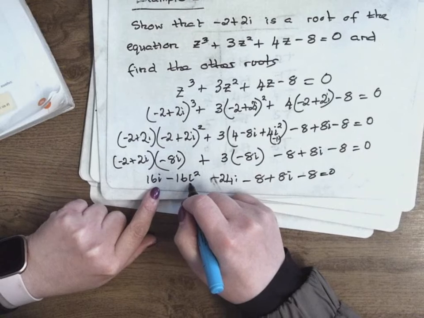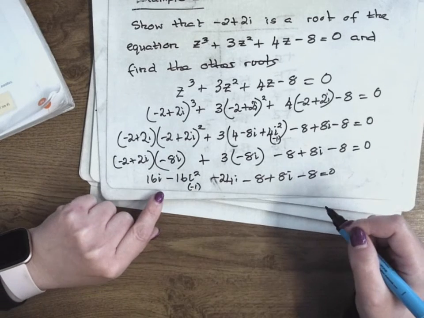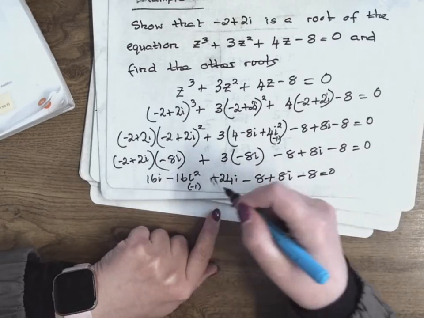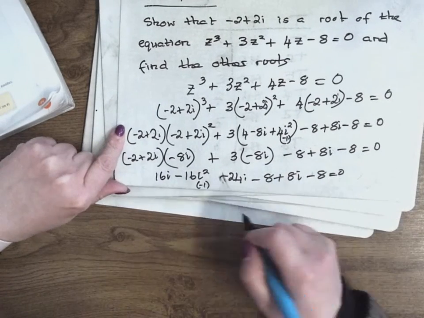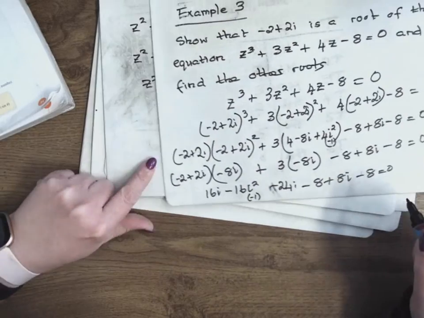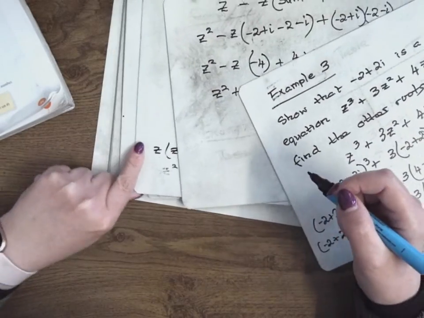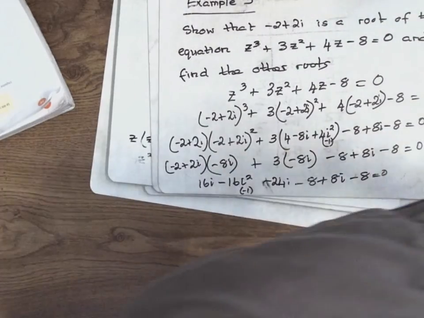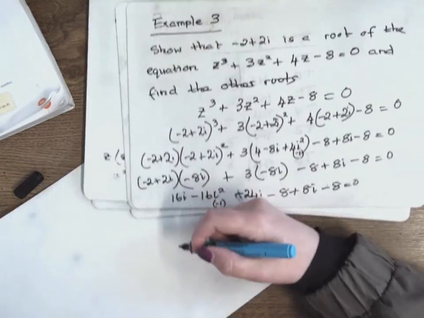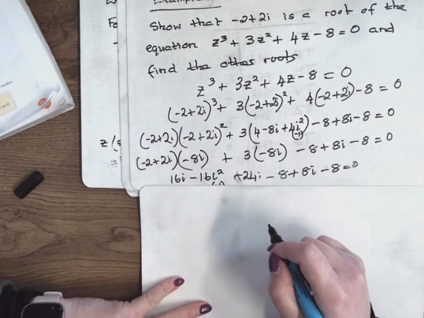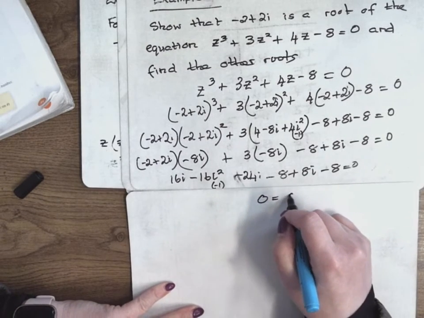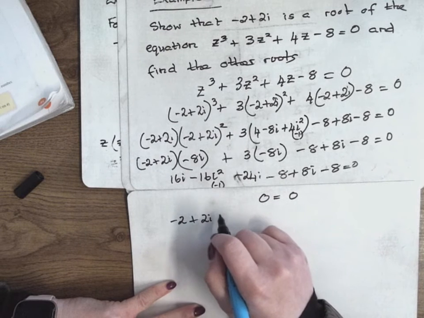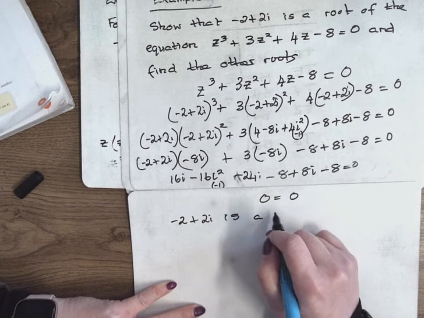Remember that's a minus 1. So that would be 16i minus 24i will be minus 8i plus 8i. So all the i's cancel out, and the numbers, that's plus 16 minus 16. So all the numbers cancel out. So that means we end up with 0 equals 0, which is what I wanted to end up with. So that means minus 2 plus 2i is our root. Part 1.